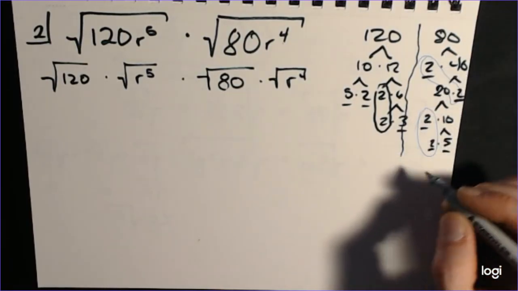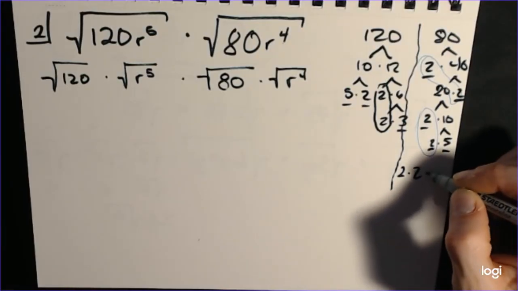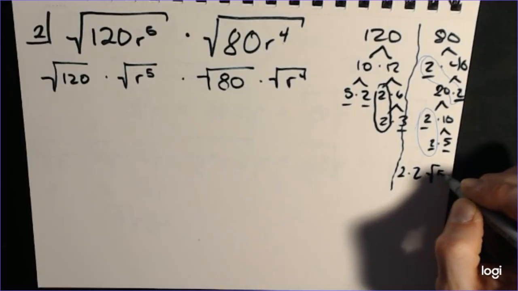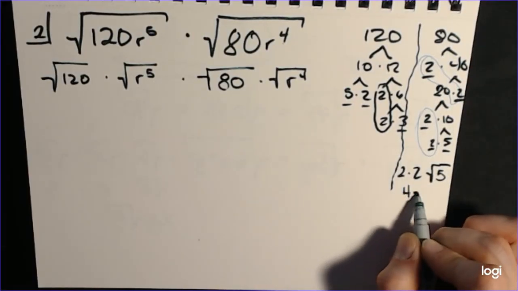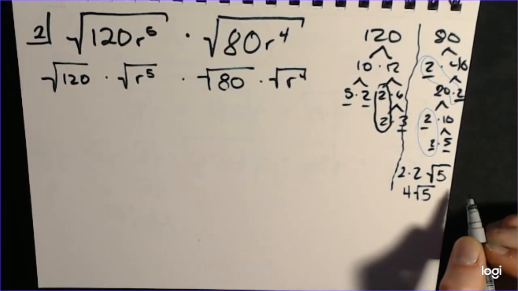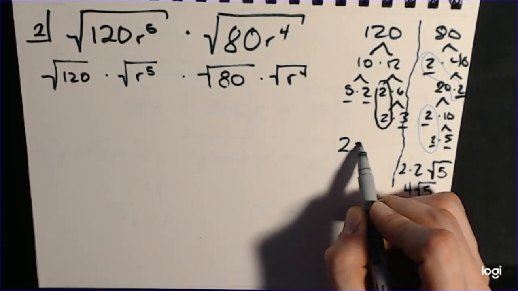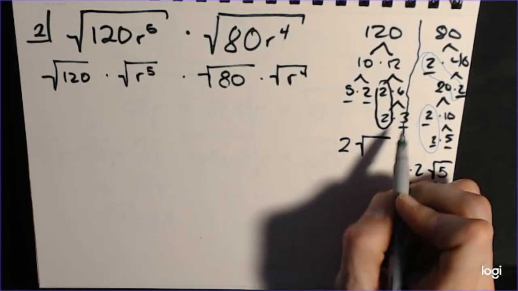So we can remove 2 2's, and then what's left over here? Just a 5. So 80 is going to simplify into 4 times the square root of 5. Over here, we're able to remove our 2, and then we have the square root of 5 times 2 is 10. 10 times 3 is 30.